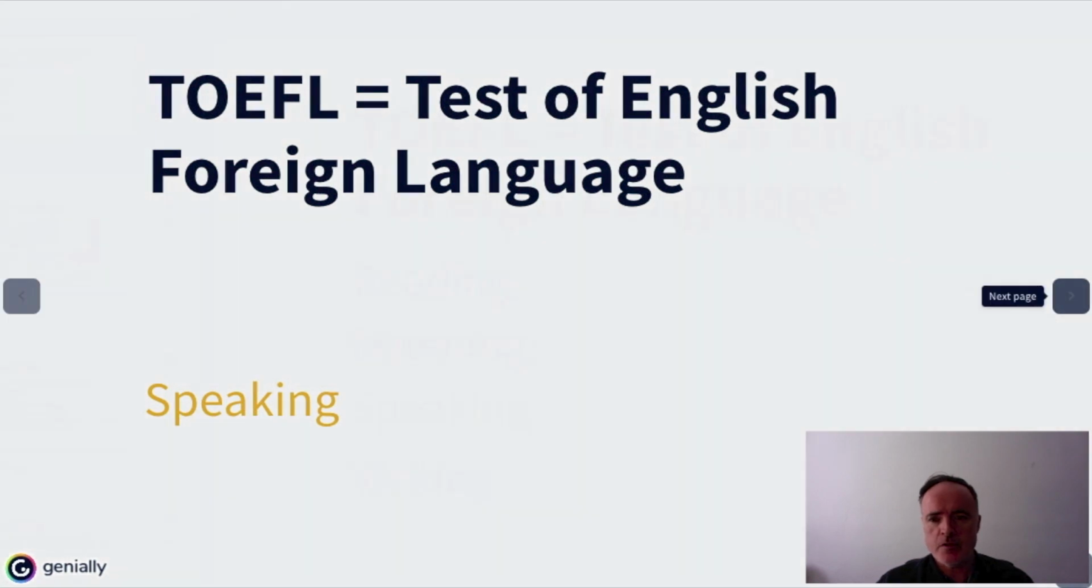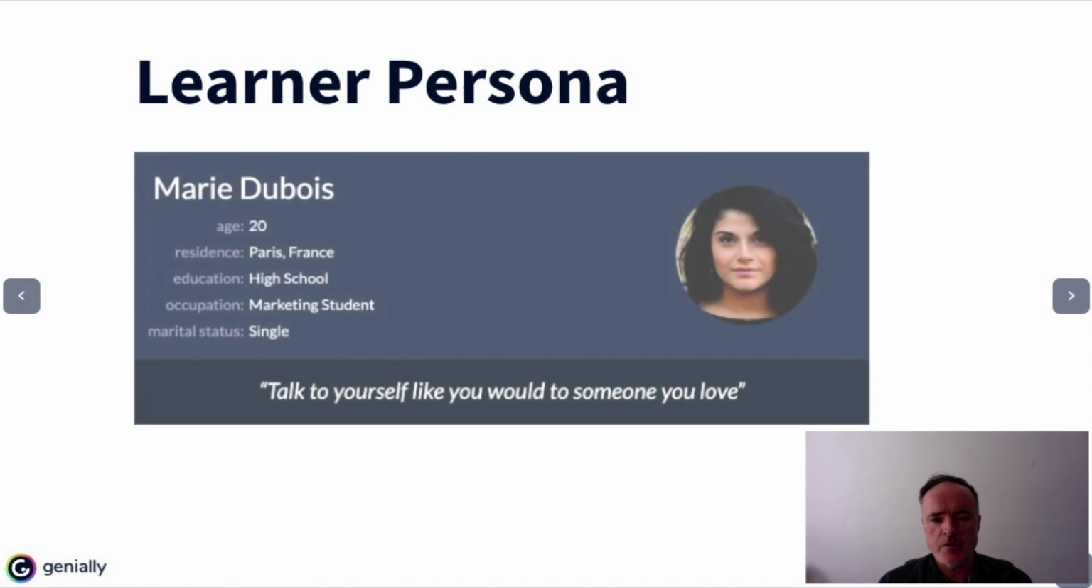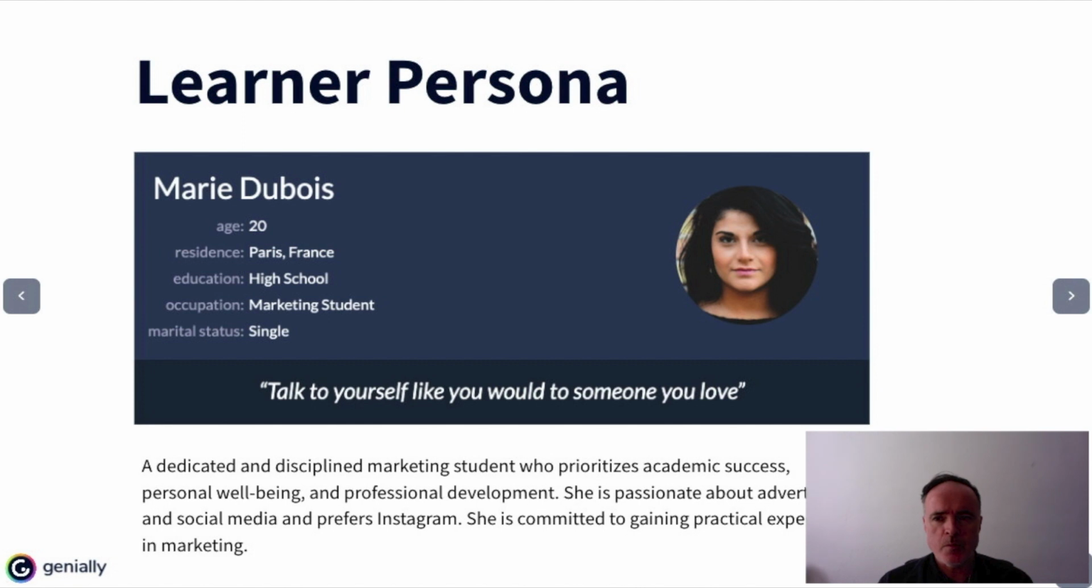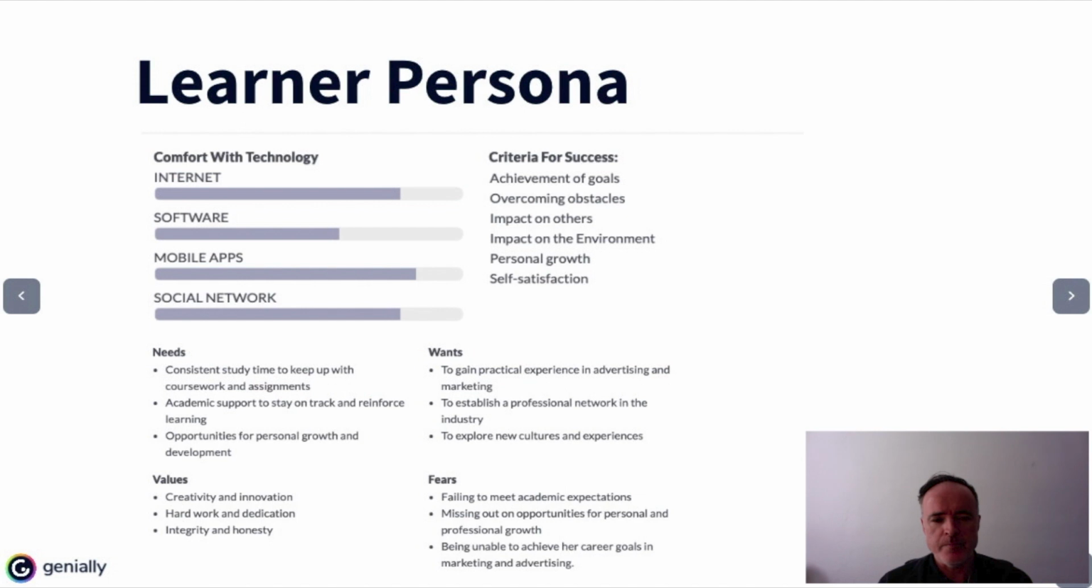For the learning persona, I used an online generator, and her name is Marie Dubois. This generator is really designed for marketing, but it does give us a good idea about her motivations and preferences, and really helps with the overall design of the material as well. So you can see here some more details.